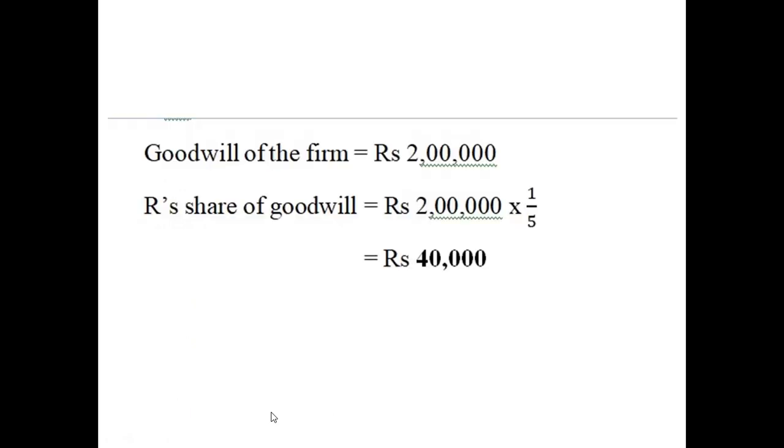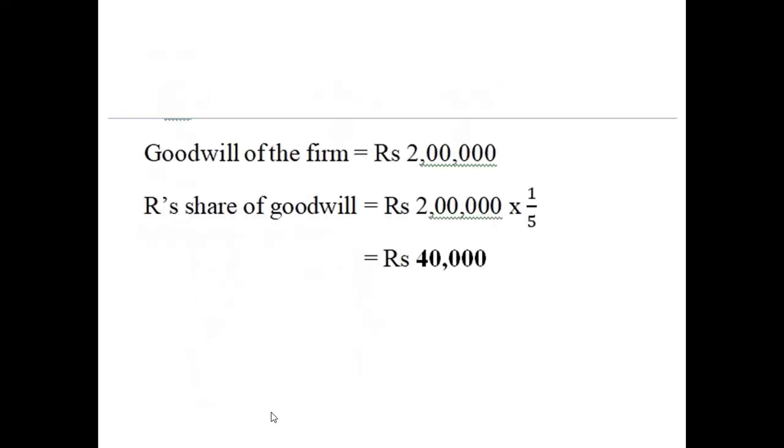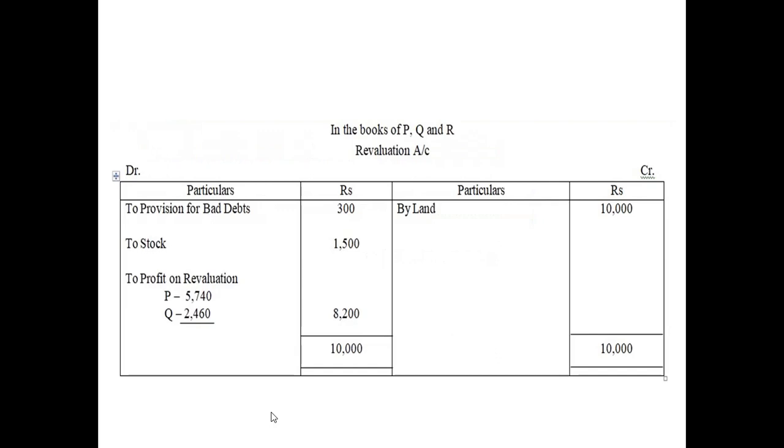But before we move on to the revaluation account, it should be noted that the total goodwill of the firm is 2 lakh rupees. Okay, and R is coming for a 1/5 share. So R's share of goodwill will be 40,000. This 40,000 goodwill will be shared between P and Q as per their sacrificing ratio, which we have calculated. Okay, so let us prepare the revaluation account.